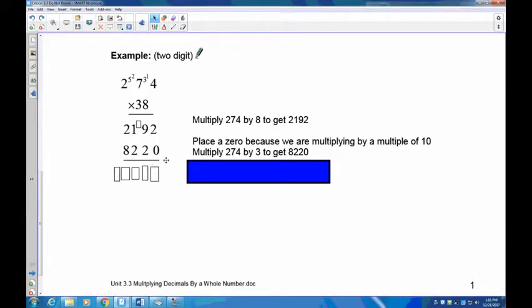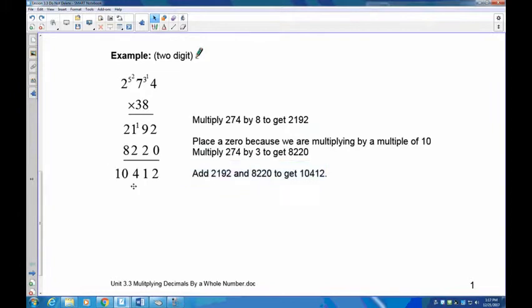Now the last thing I've got to do is add 2,192 to 8,220. So 2 plus 0 is 2. 9 plus 2 is 11, so you put down the 1, carry the 1. And then 1 plus 2 is 3, plus this one here is a 4. And then 2 plus 8 gives us 10. So I end up getting a sum of 10,412.